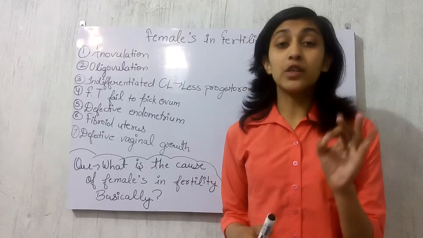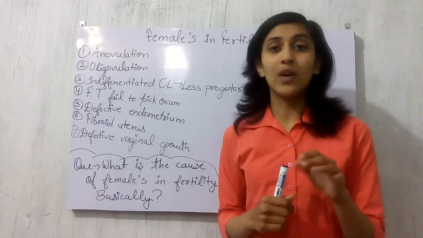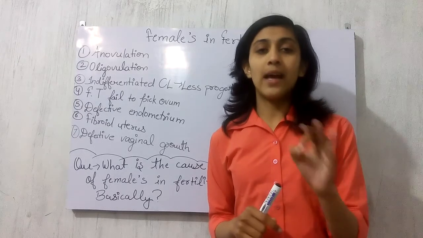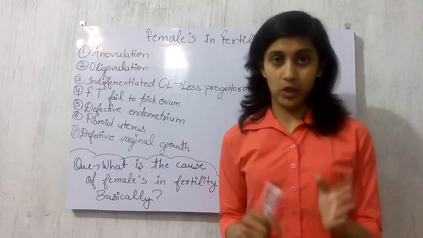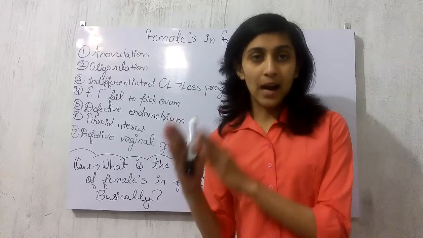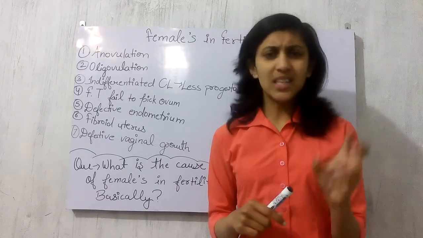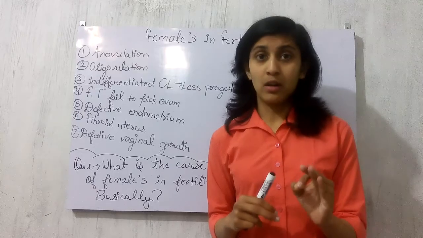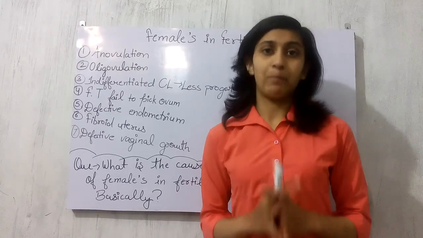First of all, the first term is anovulation. As the word itself indicates, what is this anovulation? Anovulation is the condition when there is no release of ovum from the ovaries of the lady. Now, when does it occur basically? This basically occurs when the lady is under lactational amenorrhea. Now, what is this lactational amenorrhea? It is actually nothing but a condition through which the lady goes just after the birth of the baby.